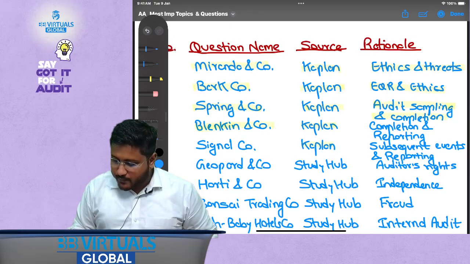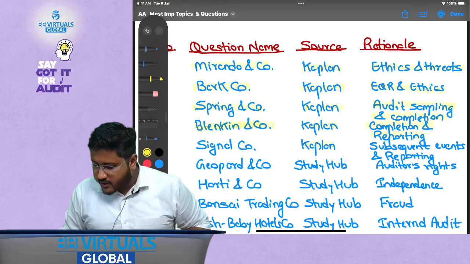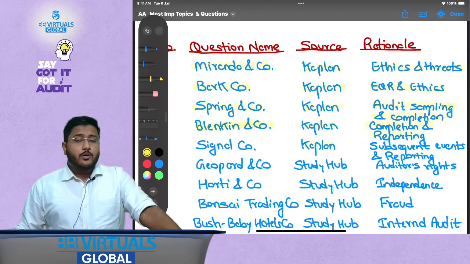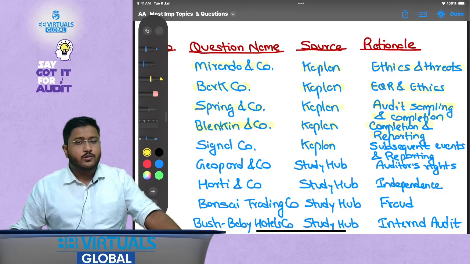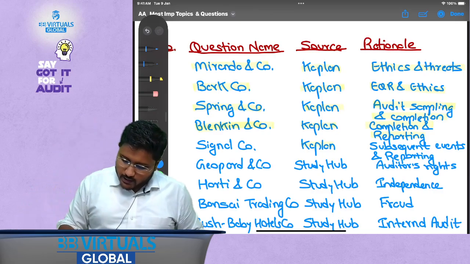Now, Blinken Company is on completion and reporting. See, whenever we talk about audit opinion, that becomes one of the major portions of your syllabus. So that is why this particular question is also very important.